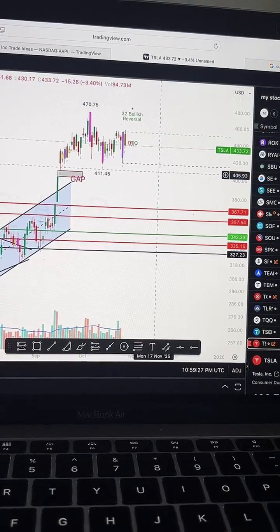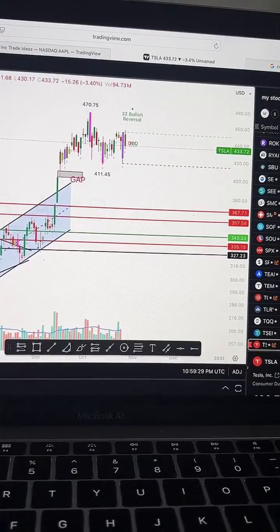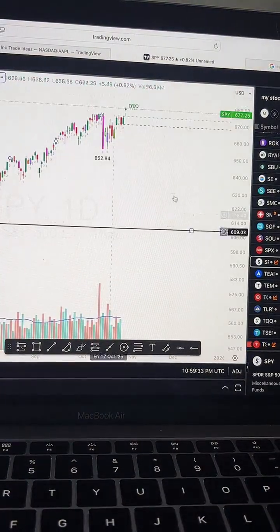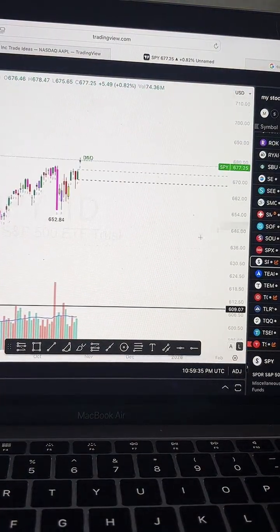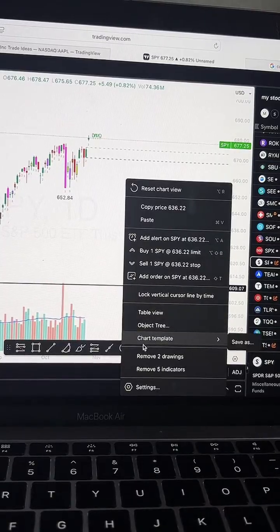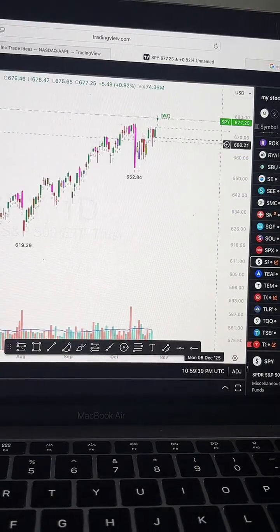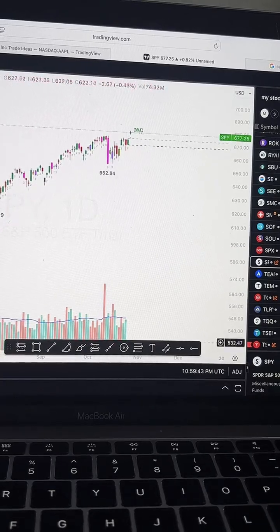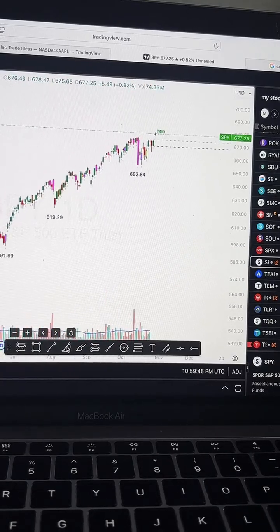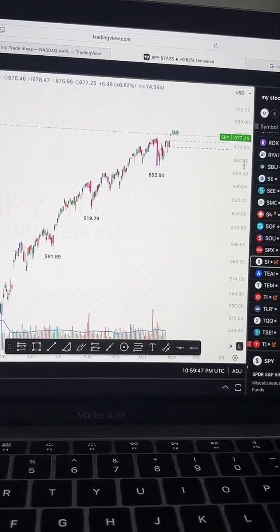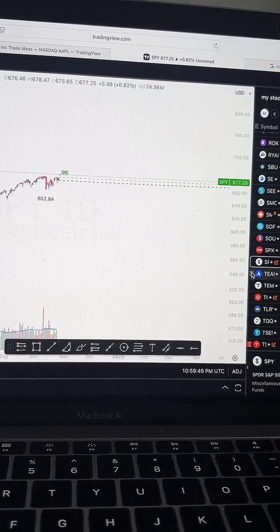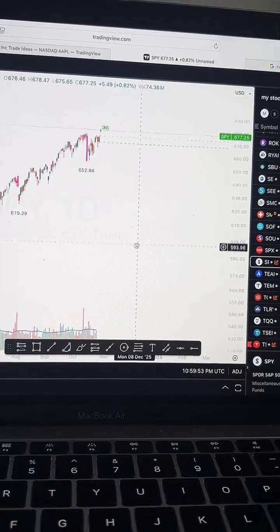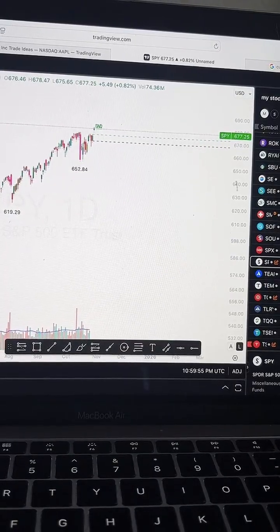Can we look at SPY? Sure. Okay. I have not drawn SPY, the structure anyway, so we're clearly in an uptrend. But what I'm seeing, hold on.